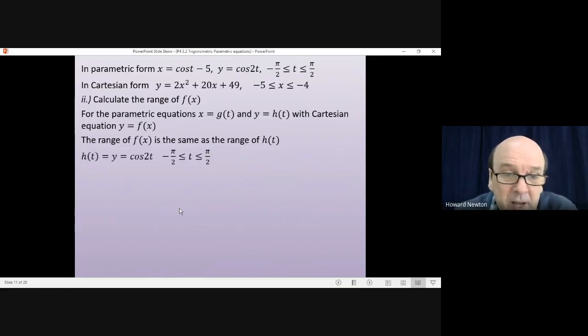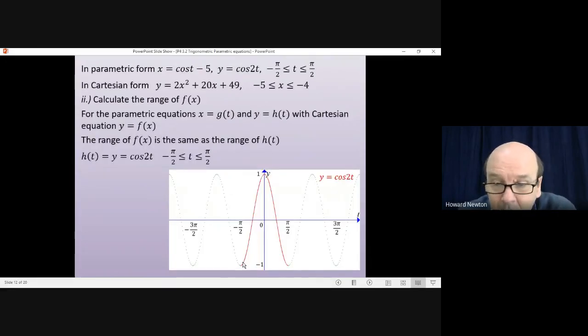So this time we're going to have to look at y equals cos 2t, again using the same domain they gave us in the question, from minus pi by 2 radians up to plus pi by 2 radians. So I'm going to sketch cos 2t for that domain. And that is what cos 2t looks like. It's the same as cos t, but squeezed in by a scale factor of 2. So cos 2t from minus pi by 2 up to plus pi by 2 will be the red part of the curve there.